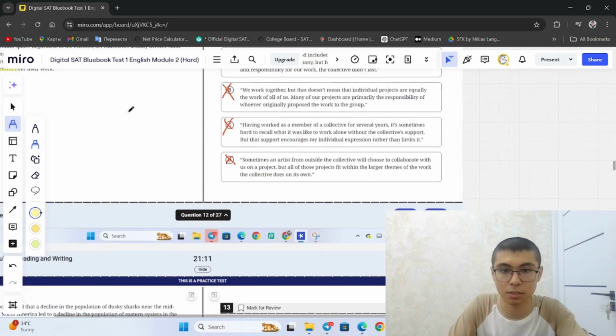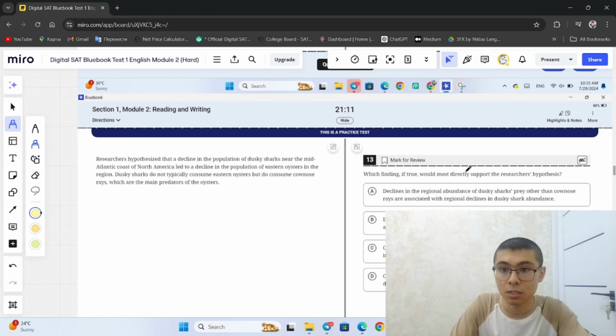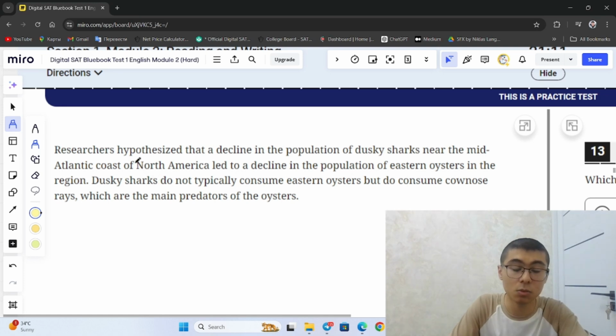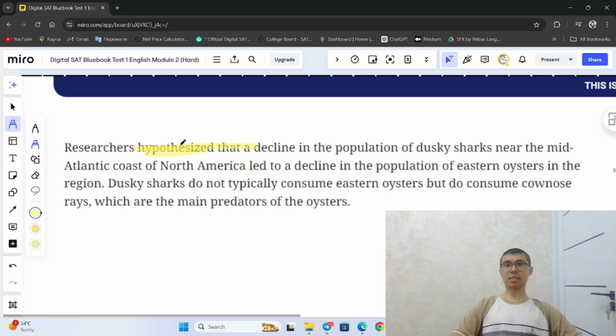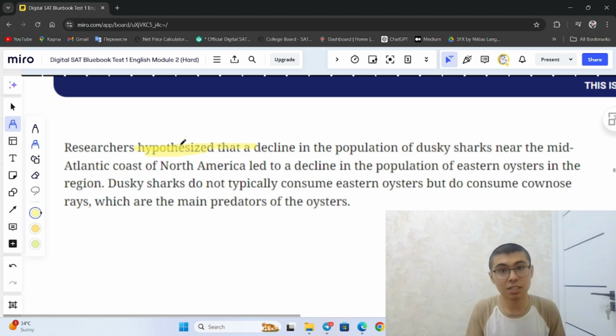Let's move on to the next question. Question number 13. We need to support the hypotheses. Researchers hypothesize... Oh, good. We literally have the hypotheses at the beginning. I guess this is good because you're not going to waste a lot of time reading the background information. But still, reading background information is good. But in this case, it doesn't require us.